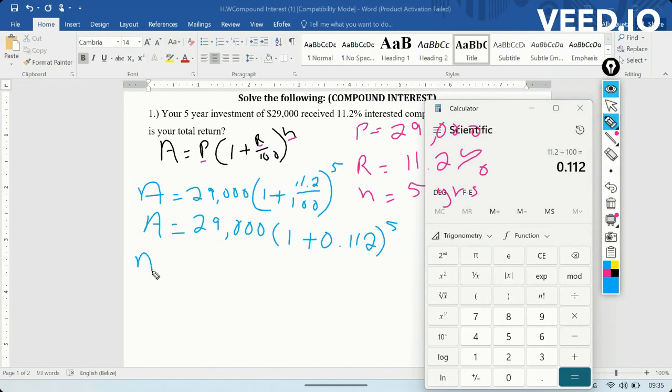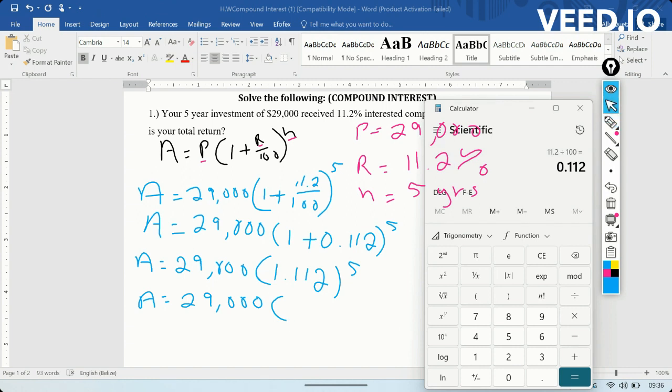So we have amount equals 29,000 open bracket, and then that's going to be 1 plus that. That is going to be 1.112 raised to the 5. And if you guys want to do it with a calculator, you can go ahead. All right, then we have amount equals 29,000 open bracket, and then we're gonna be raising that to the power.